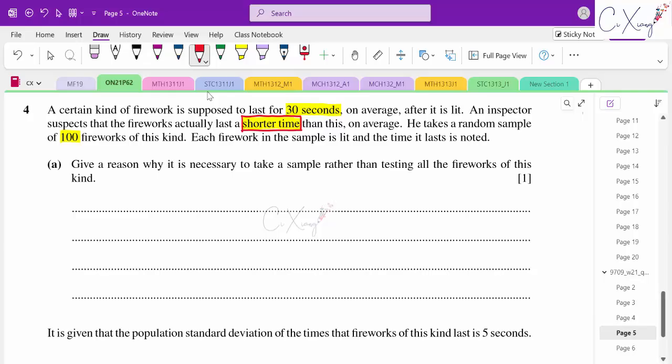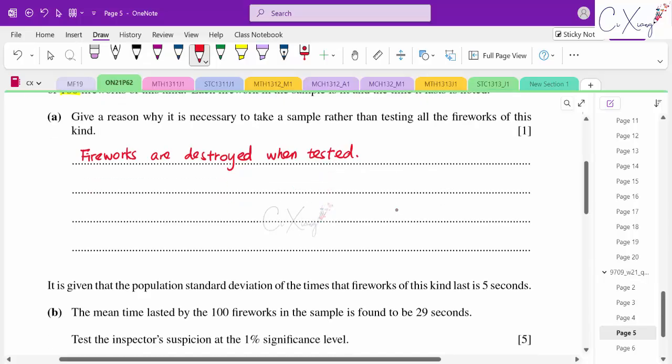Yeah. Therefore, the reason is we have to use the sample because the fireworks will be destroyed when tested. So you can just write fireworks are destroyed when tested, because once it is lit, then you cannot use it anymore. Therefore, we can only choose a sample to run the test, but you cannot use every single firework in the population to carry out the test. This is the reason. Then let's continue further.